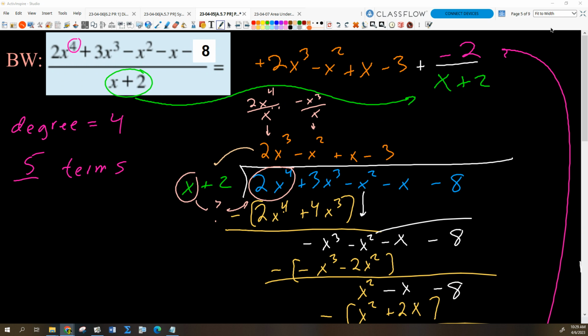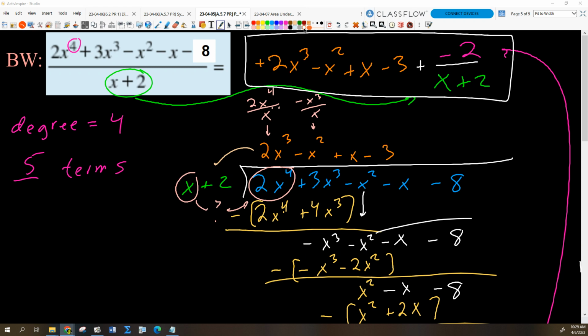It's a long process. Everybody hates polynomial long division. It's just long. I mean, no matter what level of math you're in, nobody loves doing that. Yep. No, 2 at the most of that. Yeah. Okay, so there's our answer.